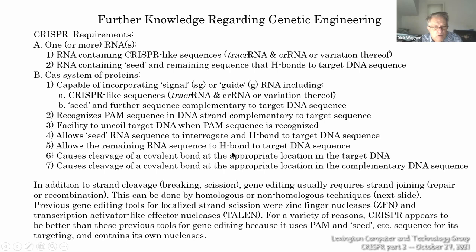And if all this works out, then we can go on to have cleavage of the covalent bond at the appropriate location of the target DNA. Again, in the one I showed you, it's three nucleotides from the PAM region. It also causes cleavage of the covalent bond at the appropriate location of the complementary strand, in other words, the other DNA, which is complementary to the target DNA. We used to call them the Watson and the Crick strands. I think Jerry said sense and antisense last time, but they're the same thing. It's the other strand, okay?